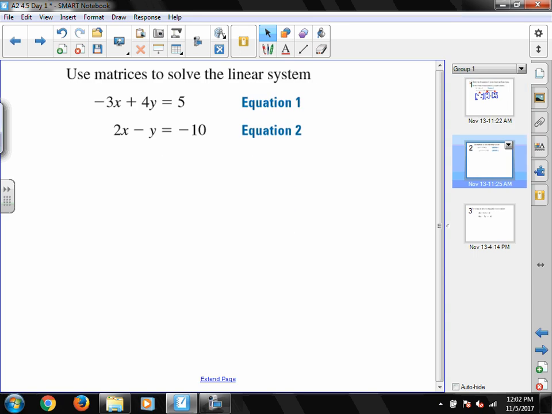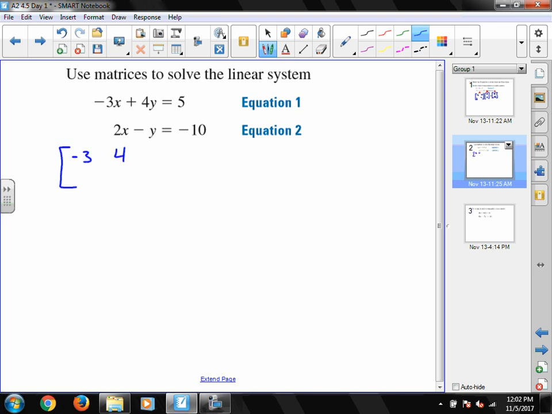Look at this, same equations. Now we're going to use matrices to solve the linear system. So this is how I'm going to tell you that you are going to use that linear equation. Again, this is just a different way to solve these equations. So we need to turn these into a matrix equation. Same thing we just did: -3, 4, 2, -1, times x y, is equal to 5 and -10. Set up that equation there.